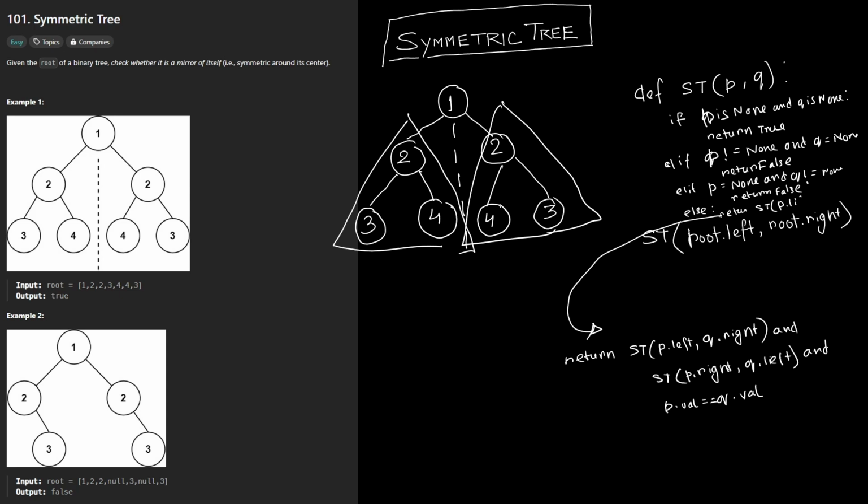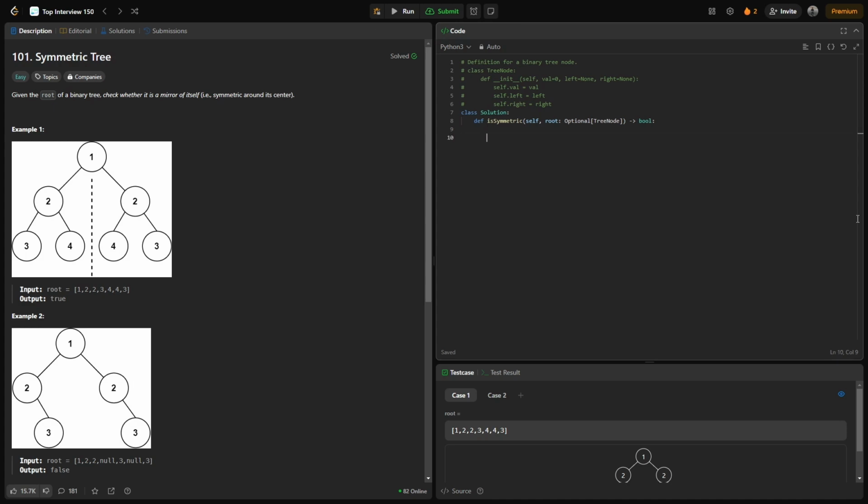Now let us jump to the Python solution. The first thing that we are going to do is create a function, let's say def symmetric tree st, and we're going to pass in two separate values, which are p and q out here. And from our code, we are going to return st, and the values are going to be root dot left and root dot right.